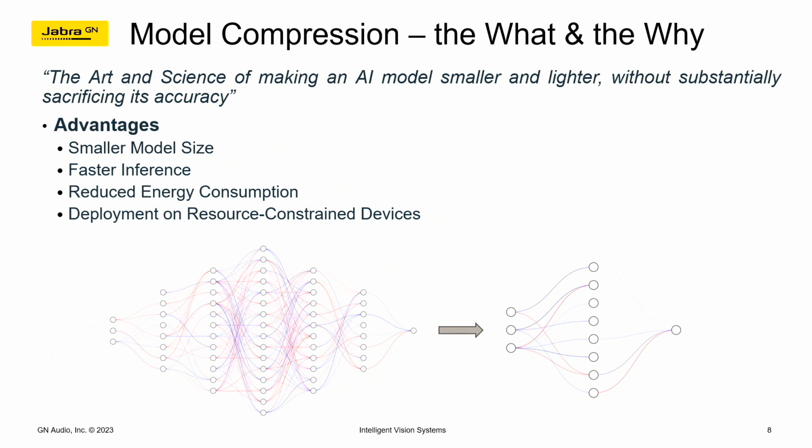So just briefly looking at what model compression is. Imagine you have a huge neural network, and ideally we would like to take it down to a very small neural network, which we can easily fit on our edge devices. So we have a smaller model size, faster inference, reduced energy consumption. Sounds really good and easy, right?